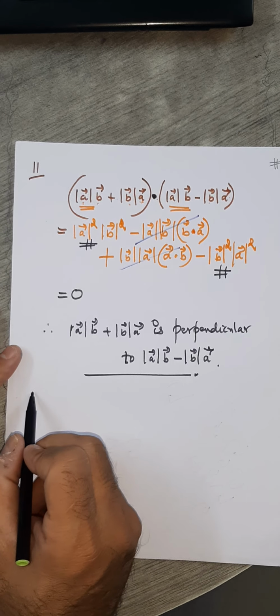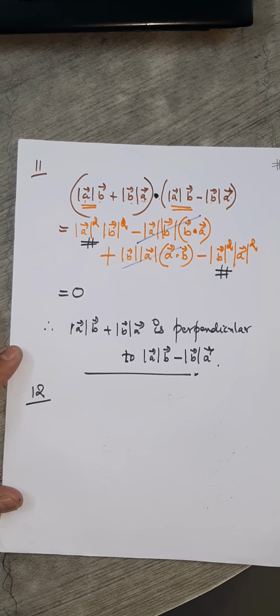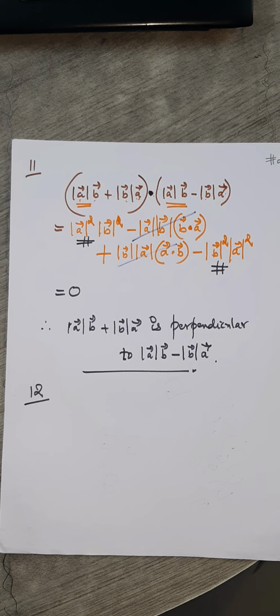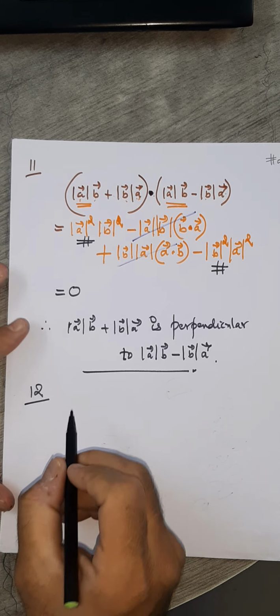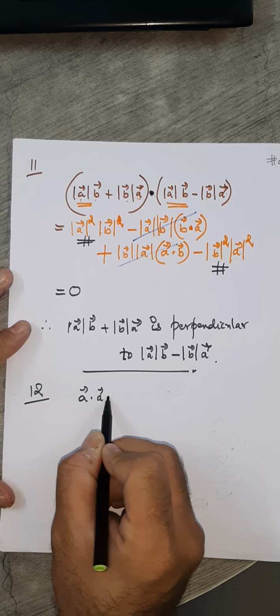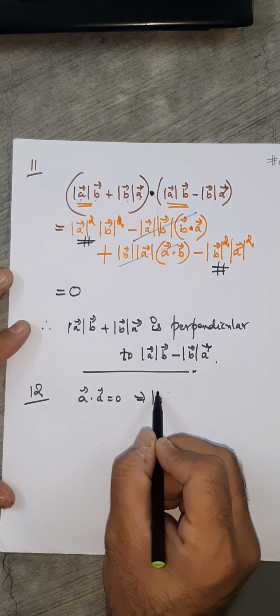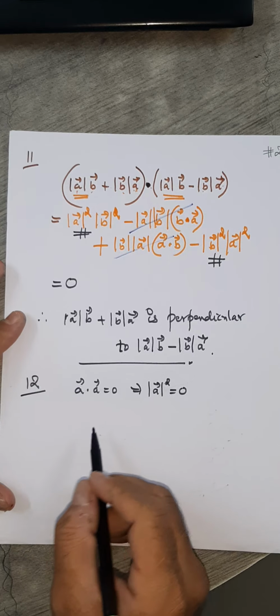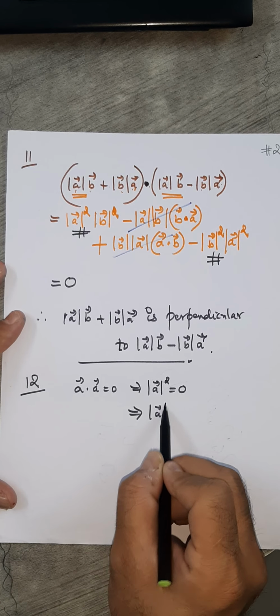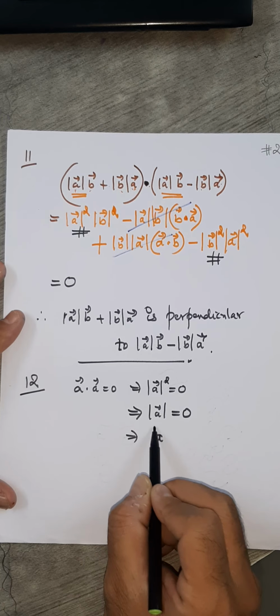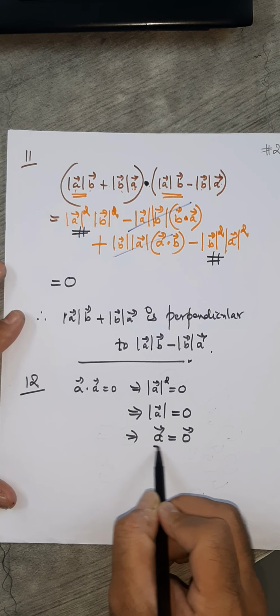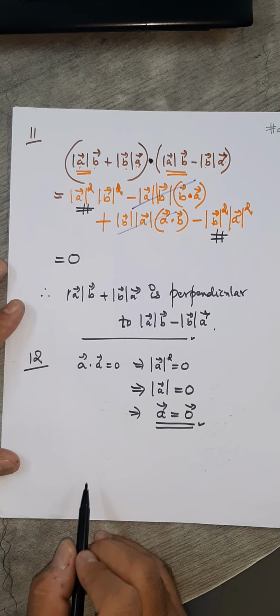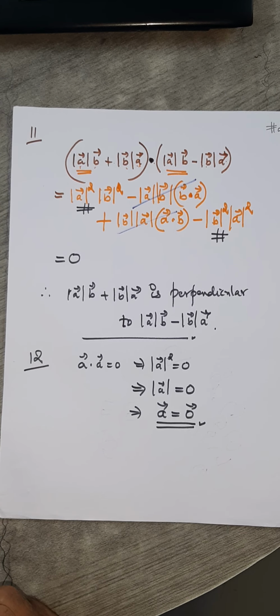Question number 12, 12th question. What's the 12th question? Please read the question carefully. See, you are given that, what's given? A dot A equals to 0. That means magnitude of vector A whole square equals to 0. That means magnitude of vector equals to 0. Therefore, A must be null vector, remember, 0, 0, 0. This is the conclusion from the first information, remember.